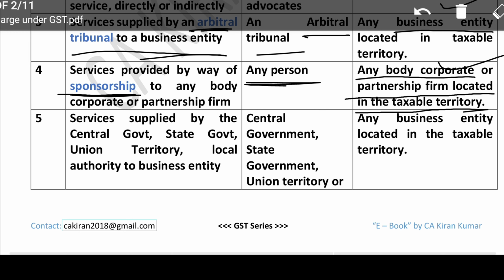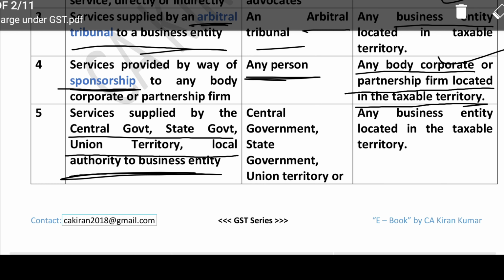Here, what is a body corporate? Body corporate means any company, foreign company or firms. All these are included in body corporate. I will explain the body corporate definition later. And in case of services supplied by central government or state government or UT or local authority to any business entity, then the business entity is liable to pay GST on RCM basis, but some services are excluded.